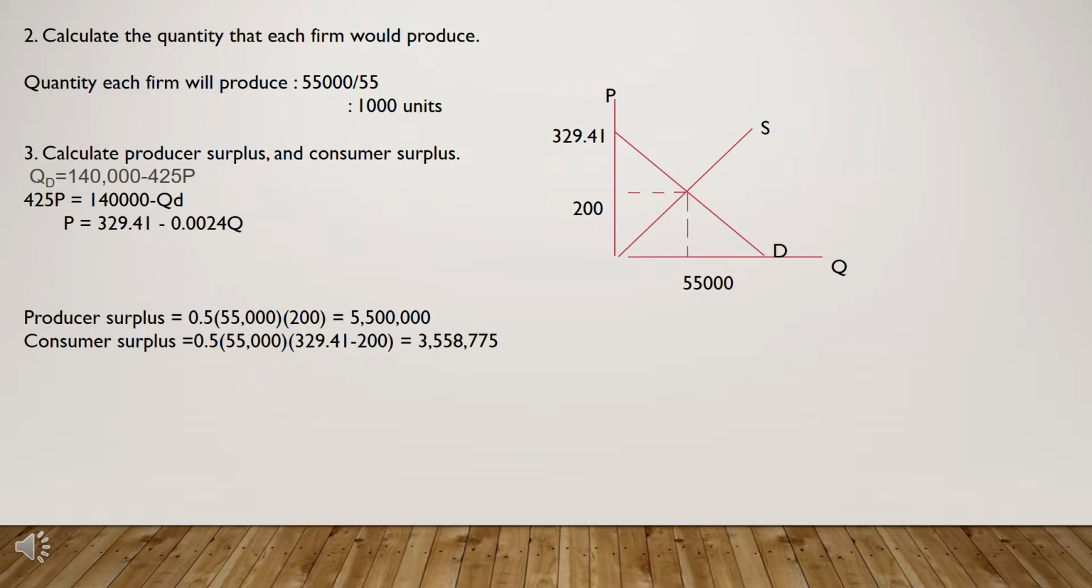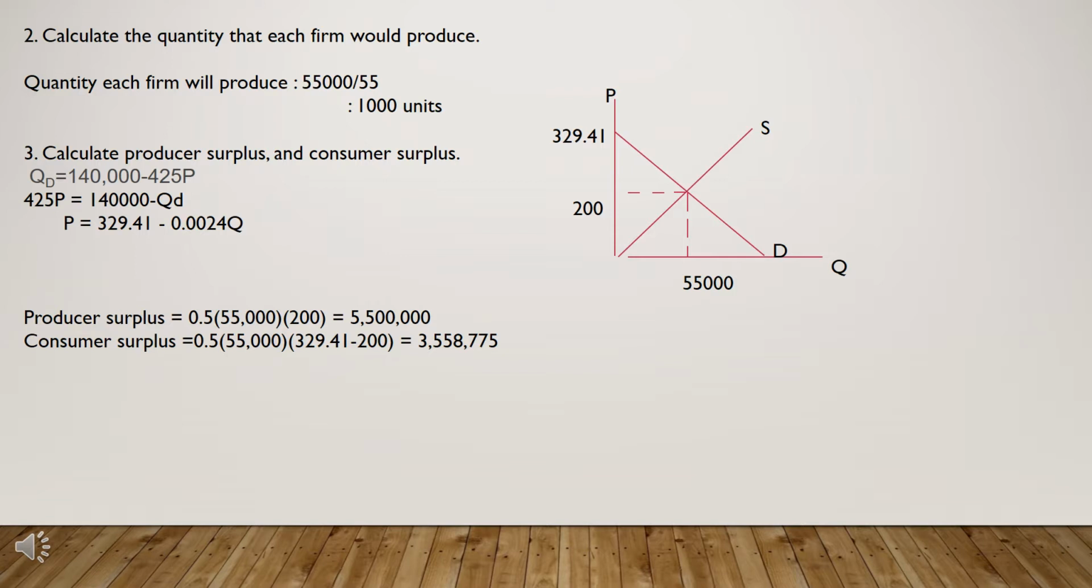Question number 3, calculate producer surplus and consumer surplus. As we can see, when we plot the graph, we will get a triangle. QD equals 140,000 minus 425P. We rearrange, and we will get P equals 329.41 minus 0.0024Q. The y-intercept at the top is 329.41.